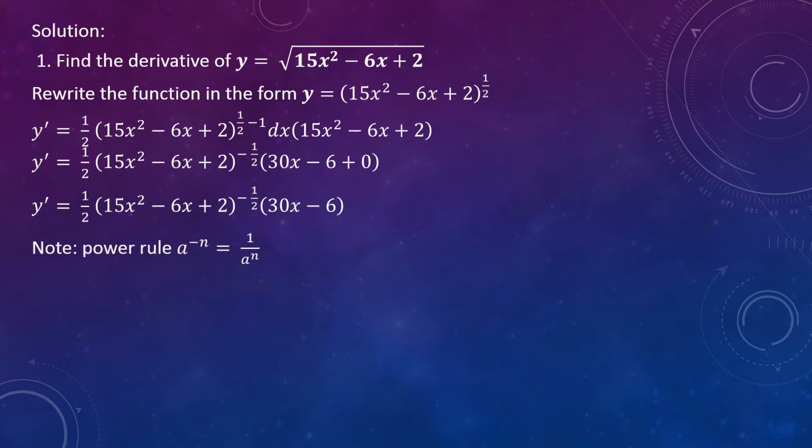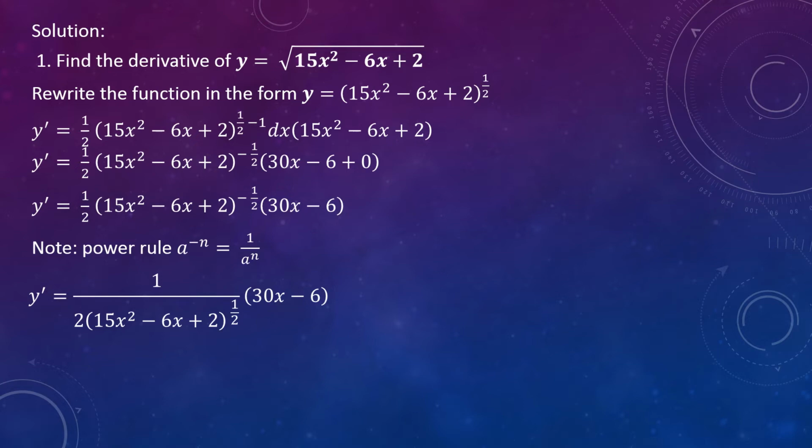Then we will also use the power rule. No, this is actually coming from algebra. If we have a to the power of negative n, that is equivalent to 1 over a raised to the power of n. So the exponent becomes positive using this rule. So we can apply that by rewriting the quantity raised to the power of negative 1 half above.